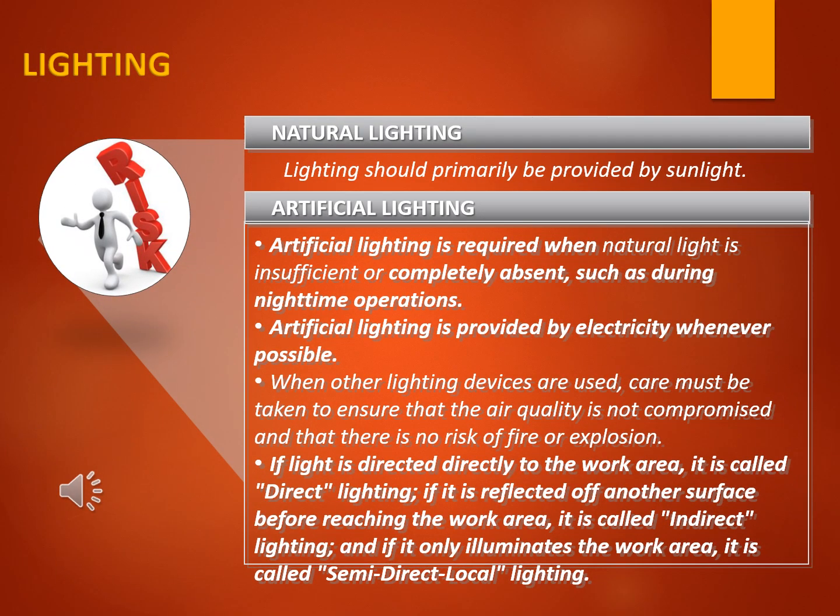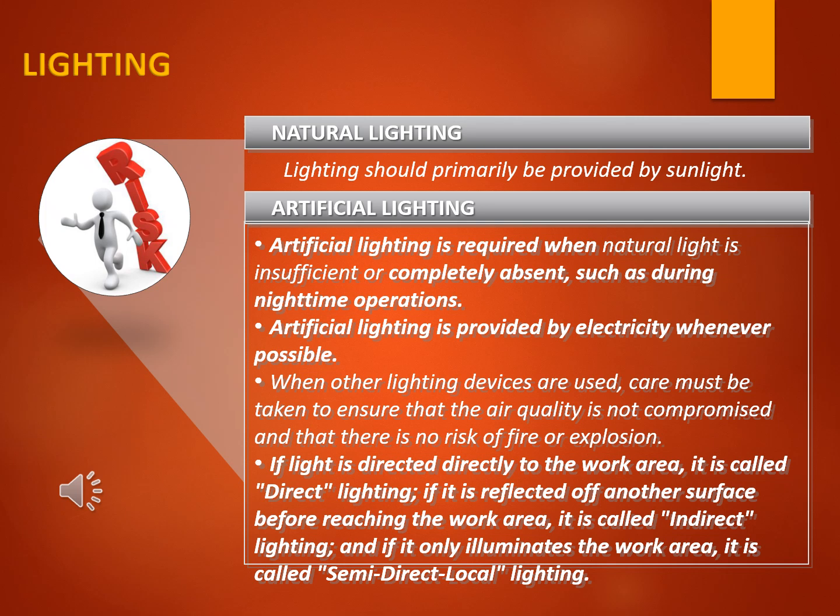Natural lighting. Lighting should primarily be provided by sunlight. Artificial lighting. Artificial lighting is required when natural light is insufficient or completely absent, such as during nighttime operations. Artificial lighting is provided by electricity whenever possible. When other lighting devices are used, care must be taken to ensure that the air quality is not compromised and that there is no risk of fire or explosion.